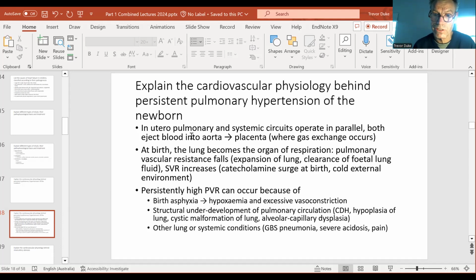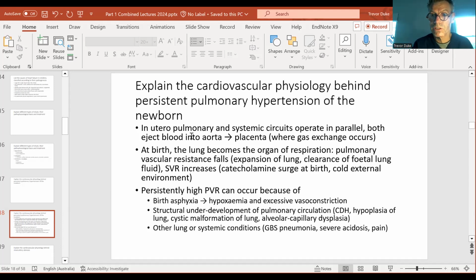Like if there's not a hyperoxic environment, but instead there's a hypoxic environment, then there'll be excessive vasoconstriction in the pulmonary circulation, and also, because of the inadequate partial pressure of oxygen within the systemic circulation, prostaglandin levels stay high and the duct remains open. So two things happen. The pulmonary vascular resistance increases because of hypoxia.